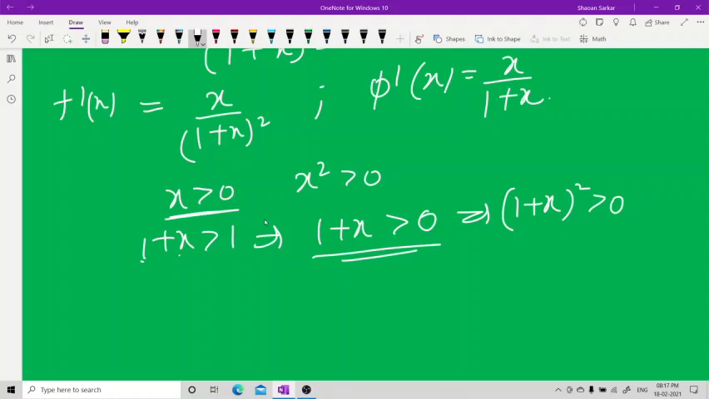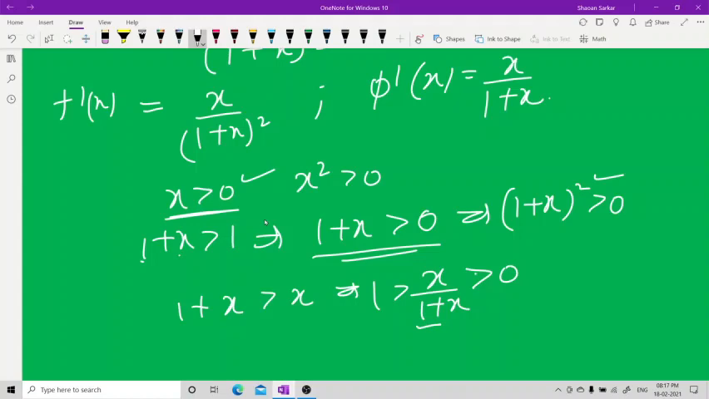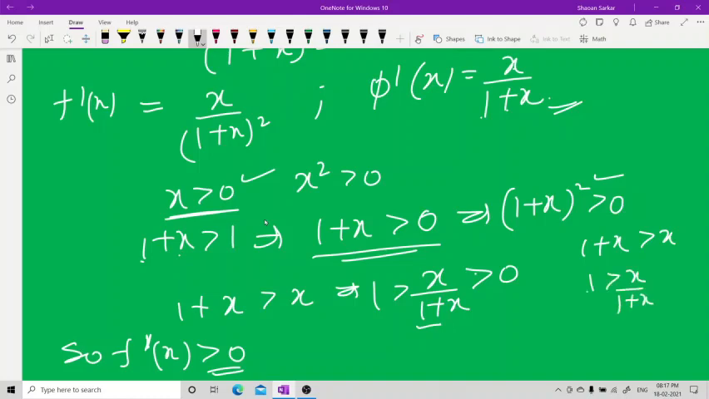Fine. Now you see one more thing. 1 plus x is greater than x, so x upon 1 plus x is less than 1. But of course, because of these conditions, this is greater than 0. So f dash x is greater than 0. Now check x upon 1 plus x. 1 plus x is greater than x, which means x upon 1 plus x is less than 1 but still greater than 0, because x is greater than 0 and 1 plus x is also greater than 0. So it will be between 0 and 1, but the point is it is greater than 0.